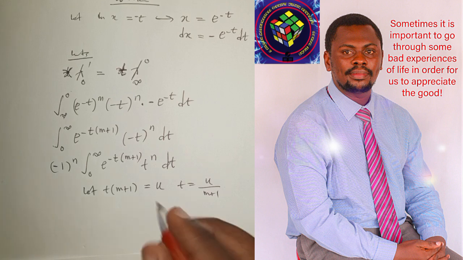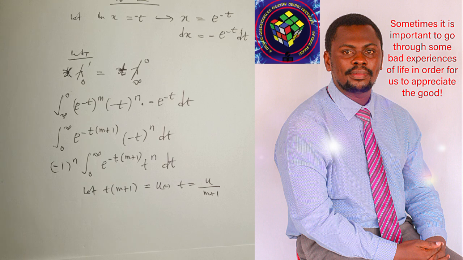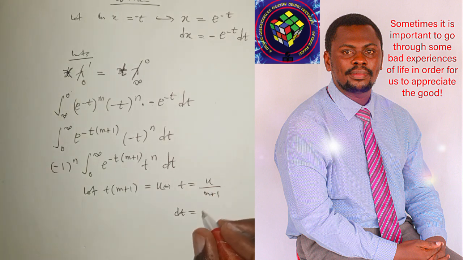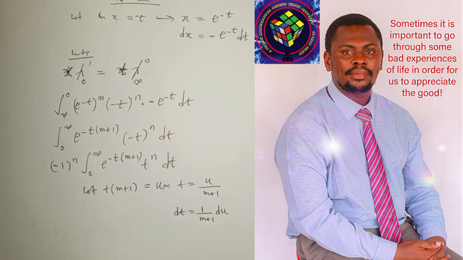Okay, so having made t the subject of the formula, we can now find dt. So dt is equal to, you differentiate this with respect to u. m plus 1 is constant, so we have 1 over m plus 1. The derivative of u with respect to u will be 1, multiplied by du. So dt is equal to 1 over m plus 1 du.